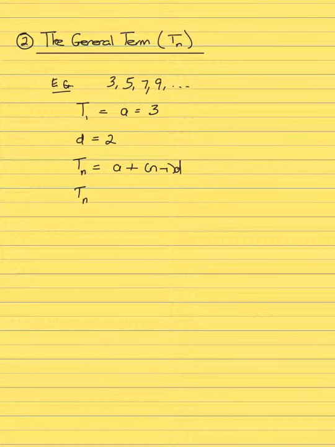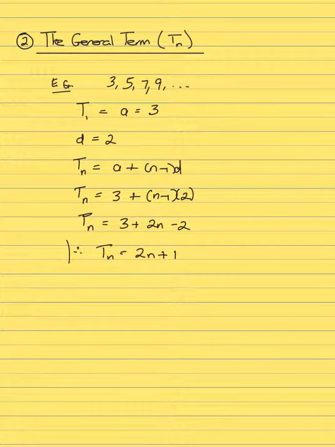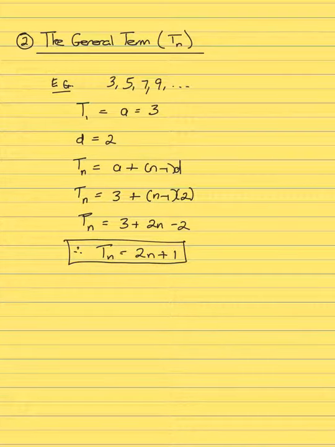In this case, Tn is equal to A, which is 3, plus n minus 1 times d, which is 2. Tn is equal to 3 plus 2n minus 2. In other words, Tn is equal to 2n plus 1. So that's the general term for finding any of the terms in that sequence. And we can see very quickly that 2 times 1 plus 1 is 3, 2 times 2 plus 1 is 5, and so on.